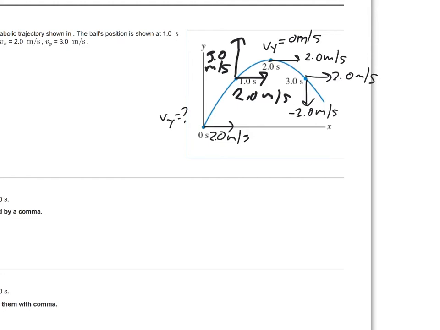So there's two ways of thinking about this. One way is I know that it's accelerating at a constant rate. So it starts with some y velocity. At 1 second, it's dropped to 3 meters per second.